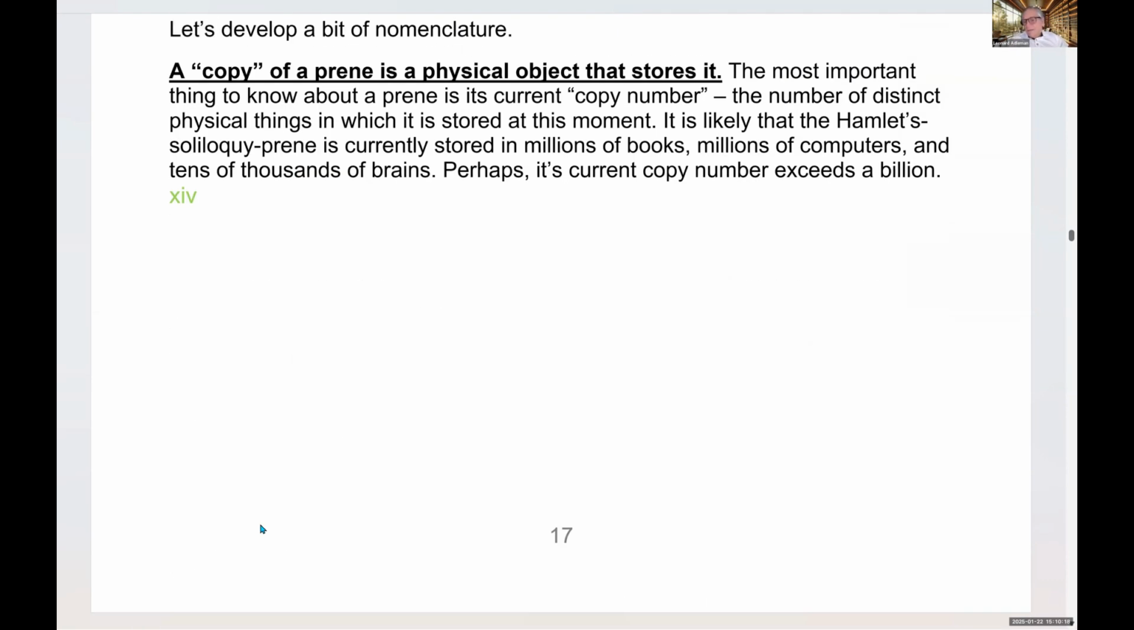Okay, so here's the first example of a cultural preen, Hamlet's soliloquy. It's a unit of information that can be stored in physical things, and we've seen three physical things that store it. A copy of a preen is a physical object that stores it. The most important thing to know about a preen is its current copy number, the number of distinct physical things in which it is stored at this moment. It is likely that the Hamlet soliloquy preen is currently stored in millions of books, millions of computers, and tens of thousands of brains. Perhaps its current copy number exceeds 1 billion. So there's a lot of copies out there.